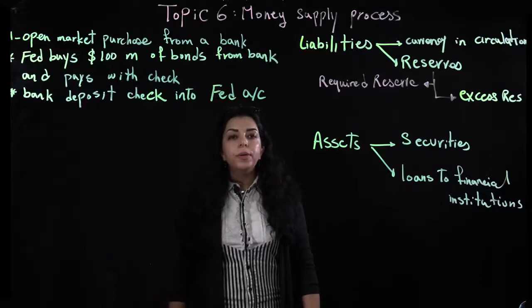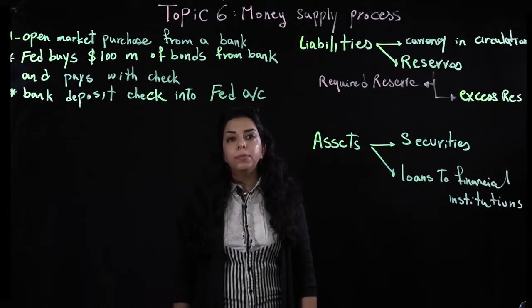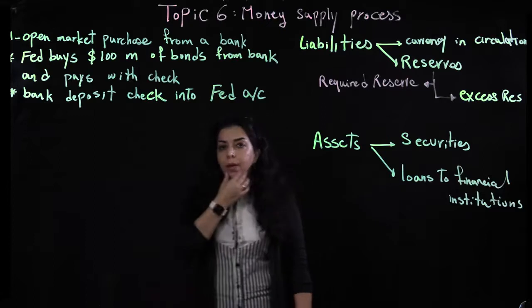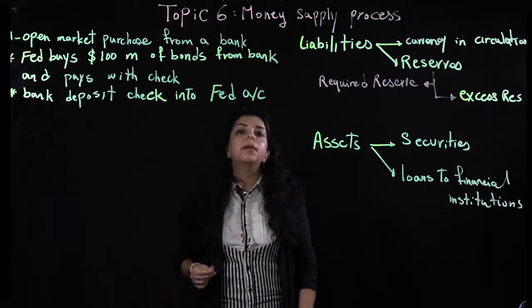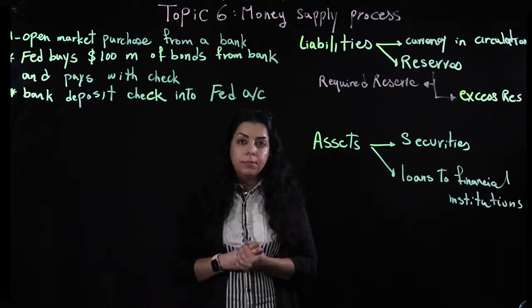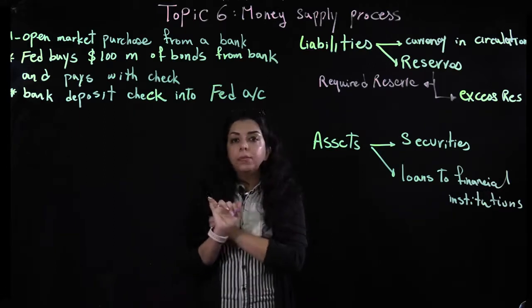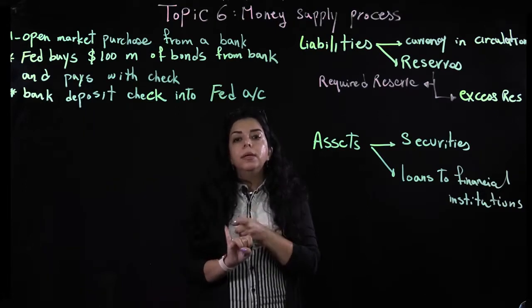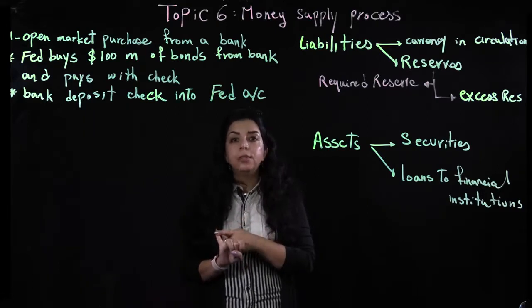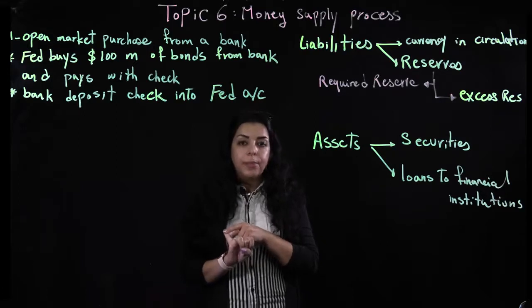Our topic today is the money supply process. There are three main players in the money supply process. What is the main player? Of course, it is the central bank, which is issuing the currency.